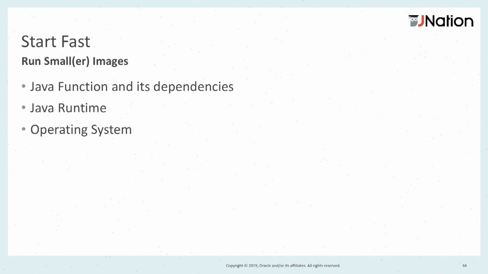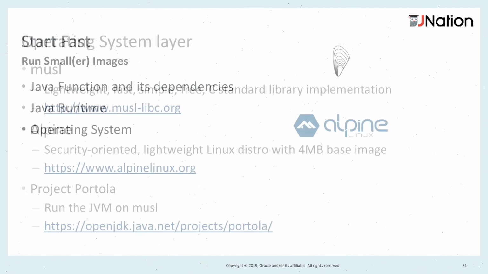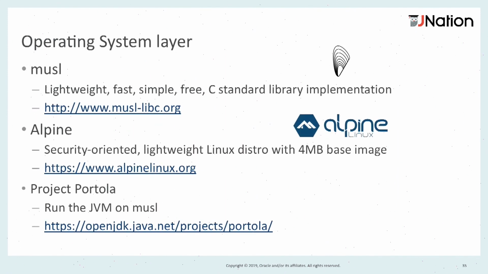But when it comes to the Java runtime and the operating system layer, there are things that we are doing. So the first thing that we are looking at is, basically we want to use a lighter operating system layer, such as Alpine. Alpine is a security-oriented, lightweight Linux distribution that weighs just over 4 megabytes. So basically, Alpine gives us a full Linux distribution with just the thing that we need to run our code.